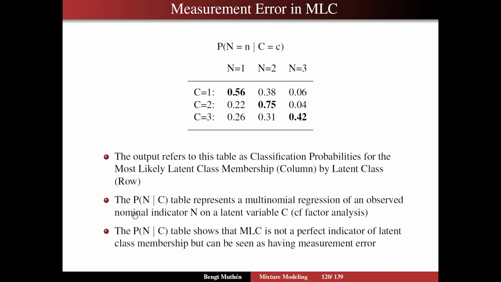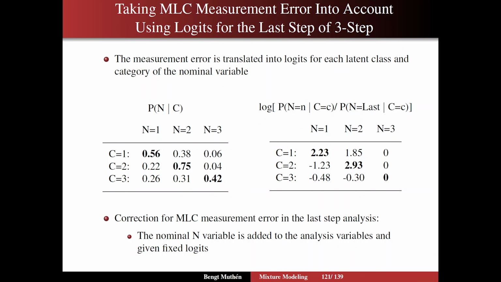The table shows, as I say in the last bullet, and we've said before, MLC is not a perfect indicator of latent class membership. We don't have 1, 0, 0, but it can be seen as having measurement error or classification error. Now, what do we do with that then? Well, we use that table information in two ways. And for 3-step, we use it as follows, and the next slide shows how we use it for BCH.